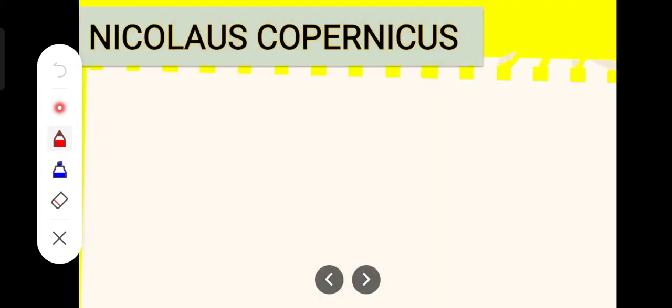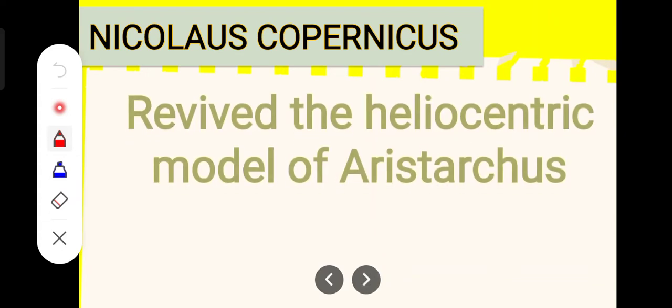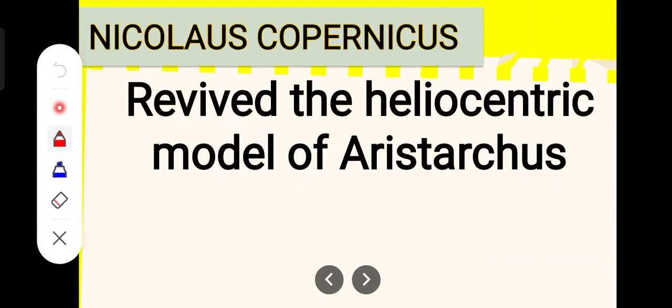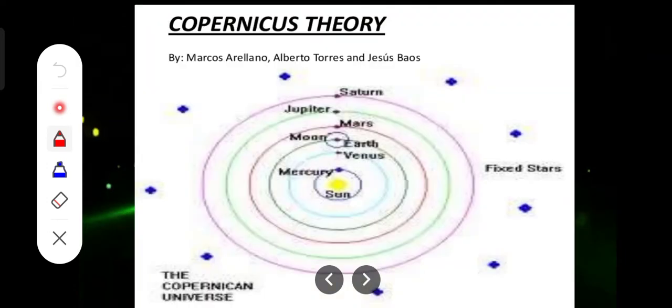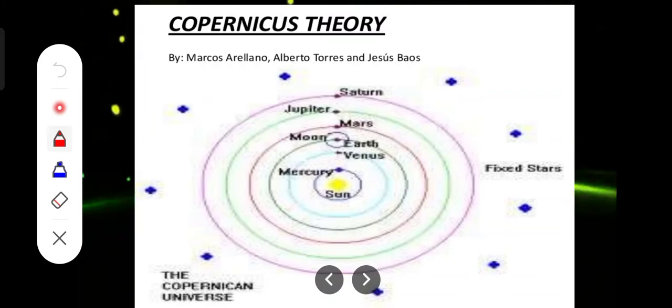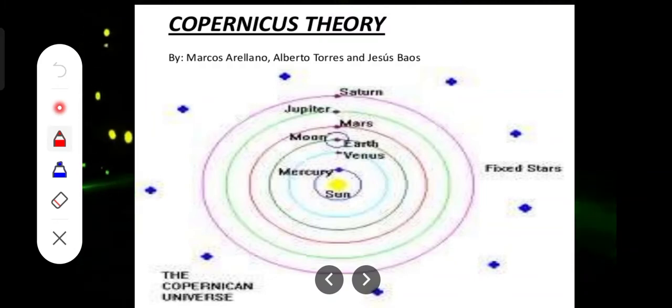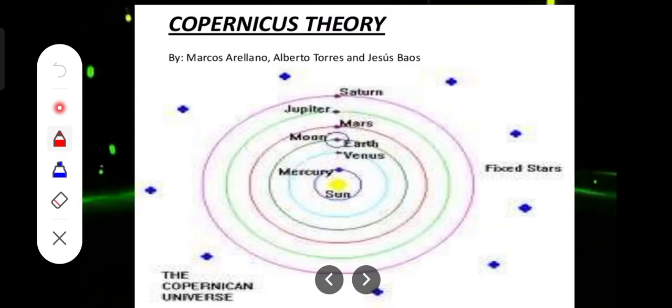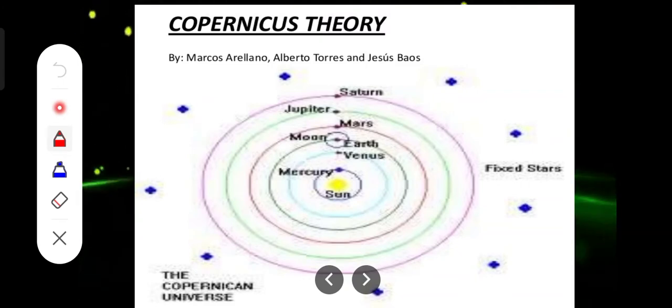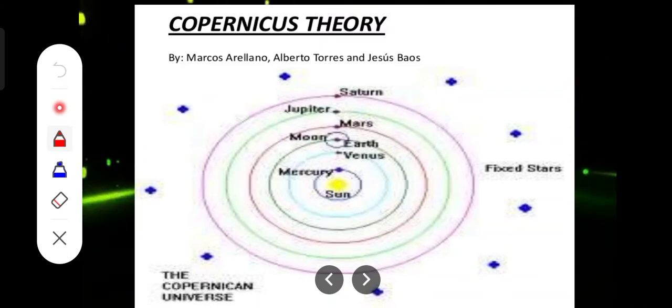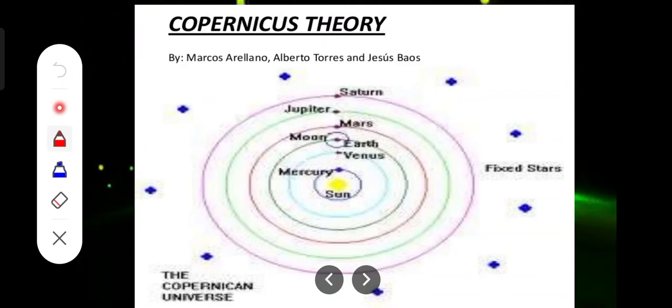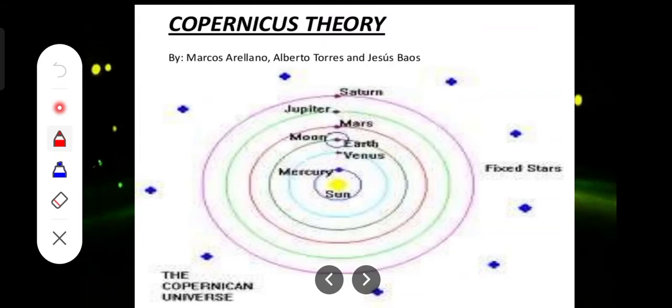Next, we have here Nicolaus Copernicus. He is a Polish astronomer. He revived the heliocentric model of Aristarchus. So, Copernican heliocentrism. So, this one is the model of Copernicus, but then, again, he was hesitant to publish his findings because he was afraid of condemnation. He was afraid of criticization. He was afraid to be criticized.